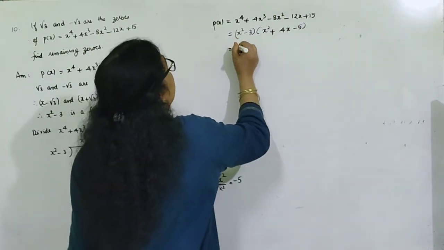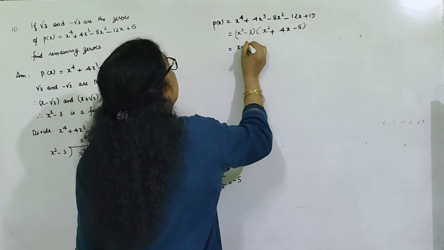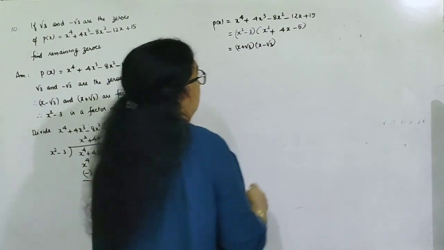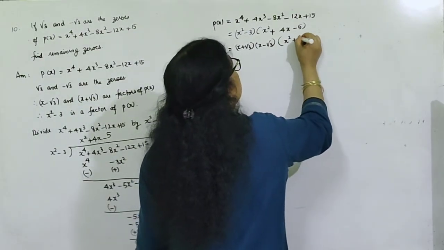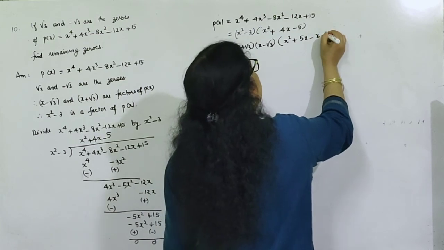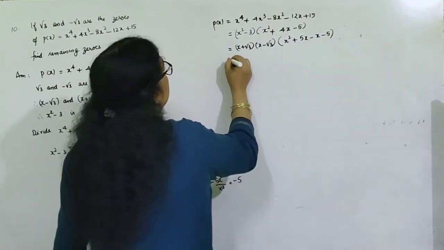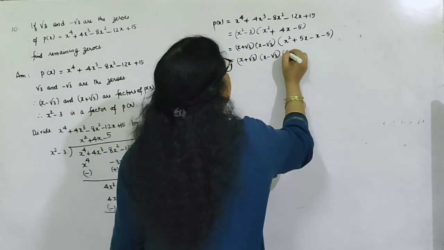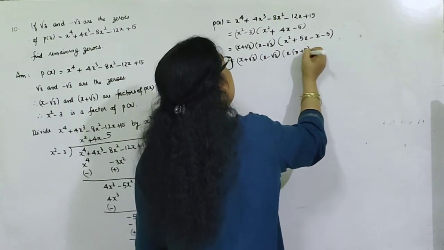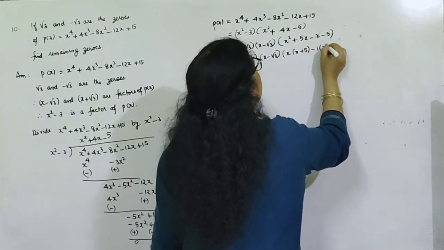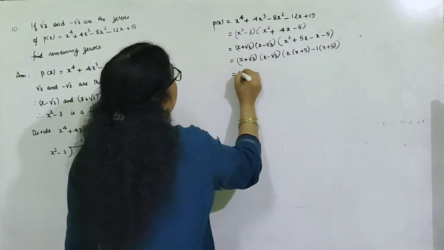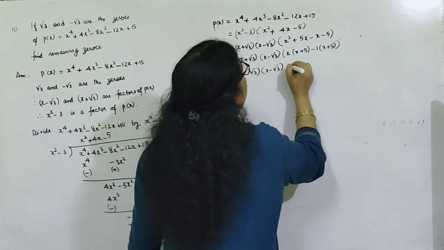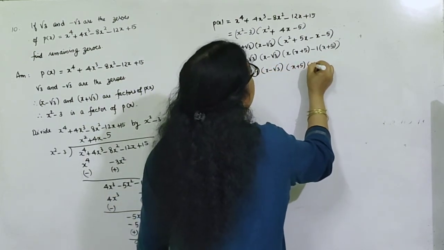So write now x plus root 3, x minus root 3, the factors of x square minus 3. Now x square plus 5x minus 1x minus 5. Factorization: x common, x plus 5; what is common in this one? Minus 1, x plus 5. So x plus root 3, x minus root 3, x plus 5 and x minus 1.